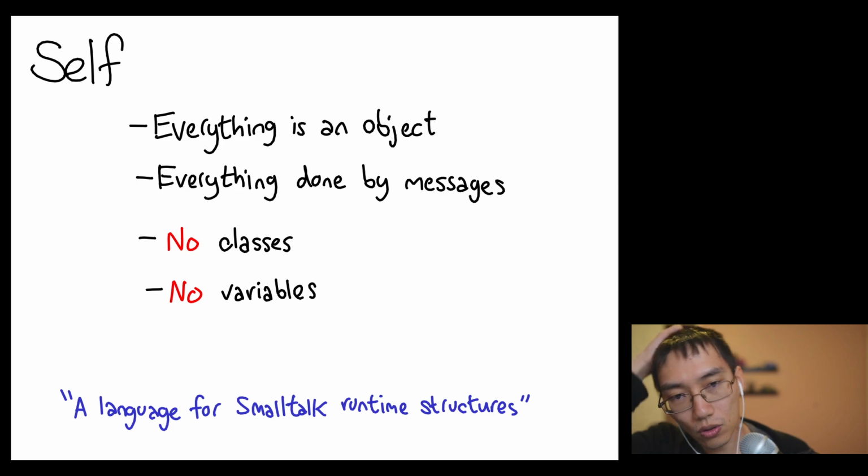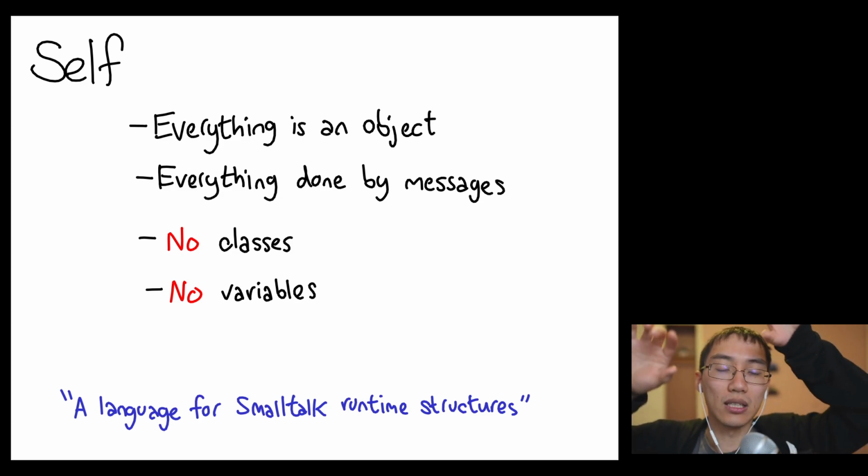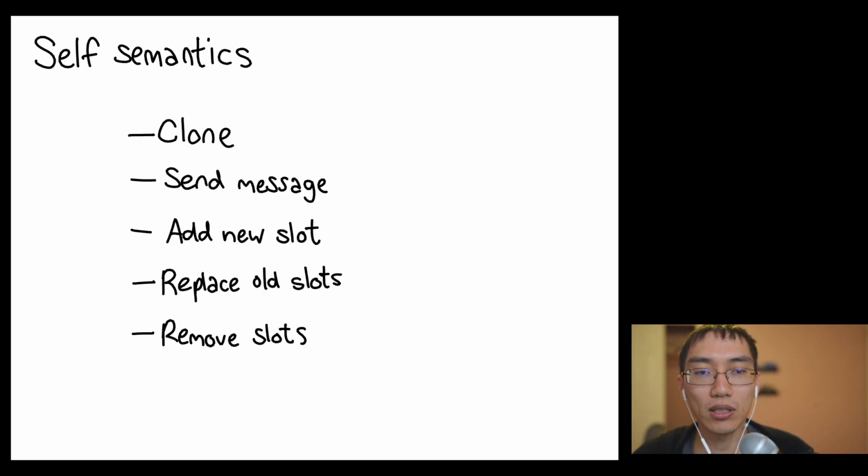Okay, so how are we going to do this? So everything is an object. Messages are a good idea, so we're still going to do messages, but no classes, no variables. Another way of pitching this is that Self is a language for Smalltalk runtime structures. So we drew all these diagrams, right, where there were these boxes, and they pointed to other boxes, and Self wants to be that. Self wants to let you represent these boxes, but it's not going to tell you that you have to have a class parameter on your objects. That's up to you. So how are we going to do this?